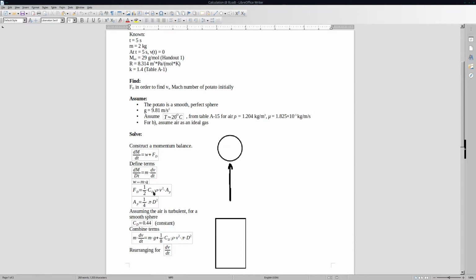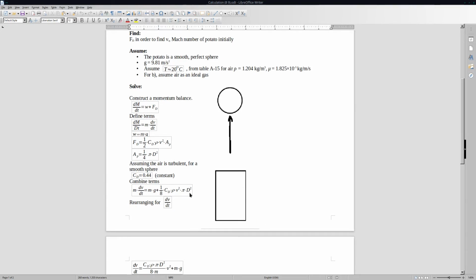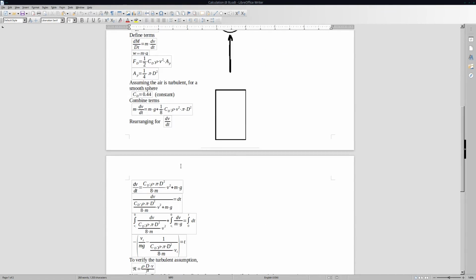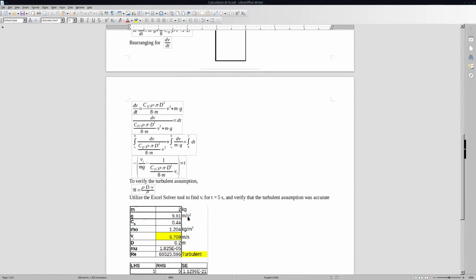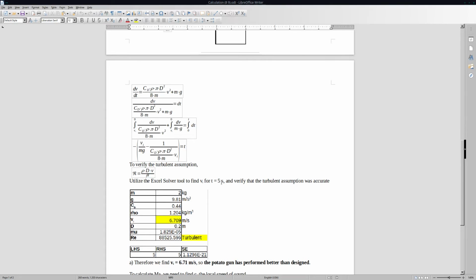We are going to have our coefficient of drag here be 0.44 for the smooth sphere in turbulent fluid air. We're going to combine terms and rearrange for dv/dt, so we can do some rearranging and integration in order to finally find a relationship with velocity in terms of time. And I personally used the Excel Solver tool to find that initial velocity that satisfied the physical context at t equals 5 seconds.